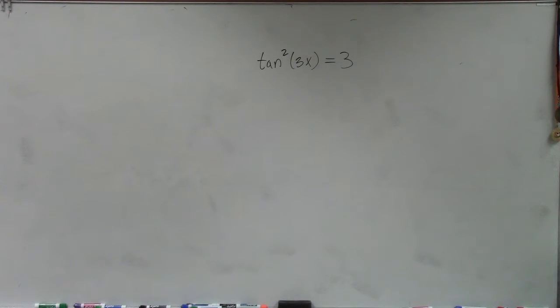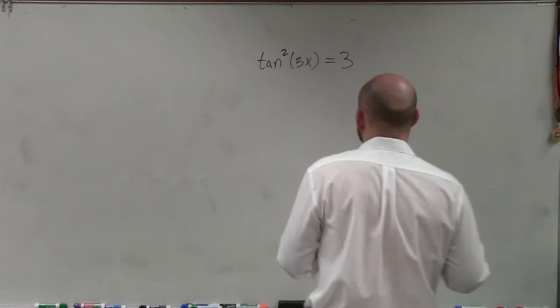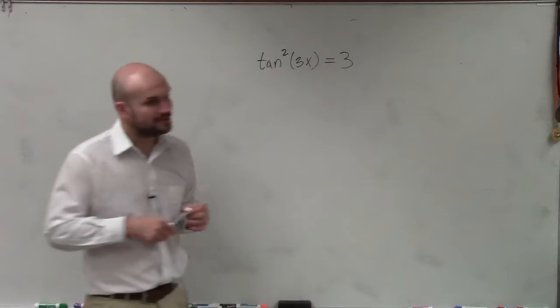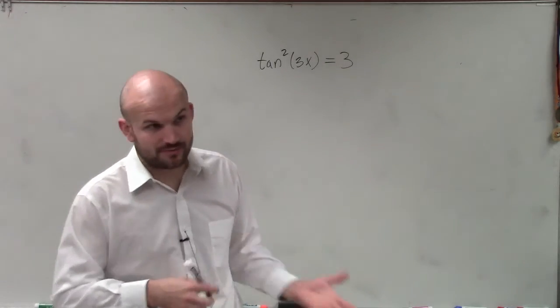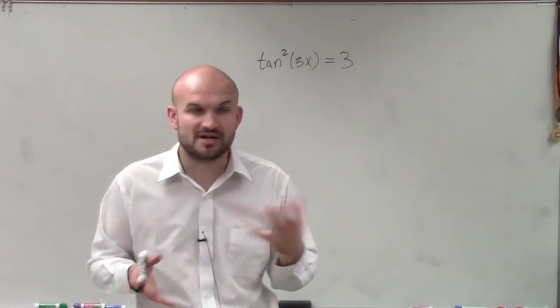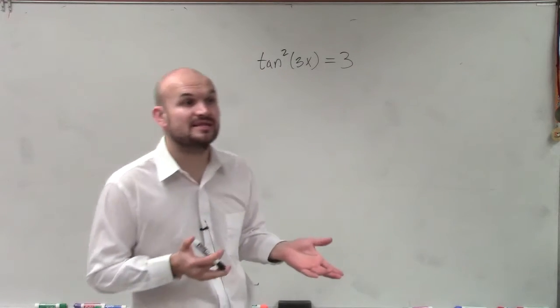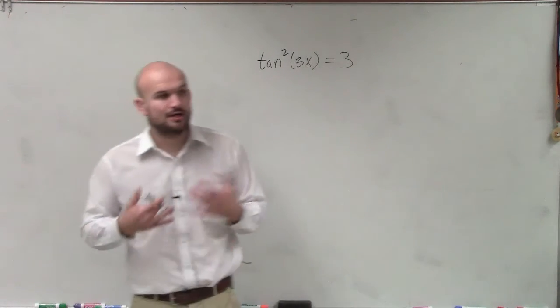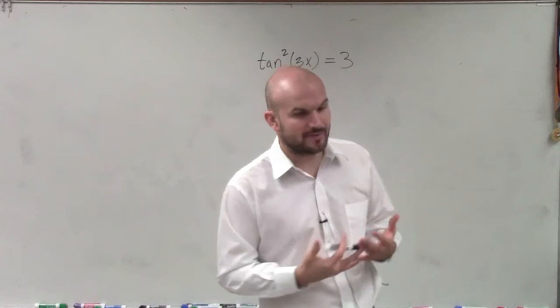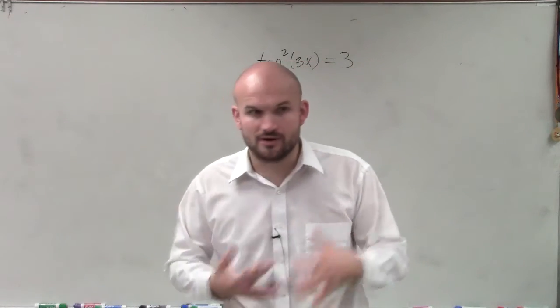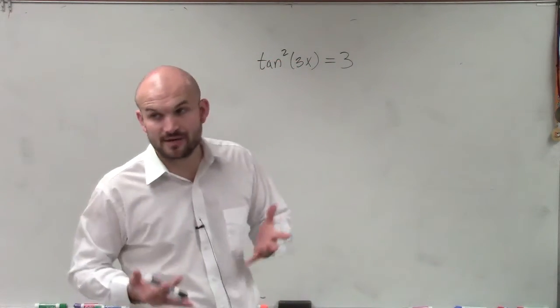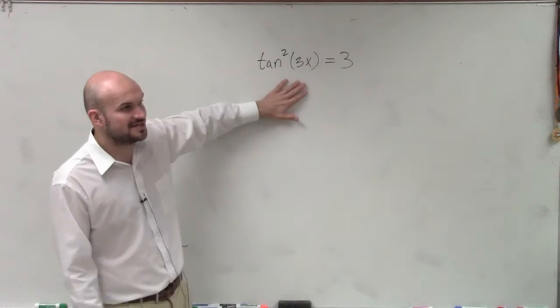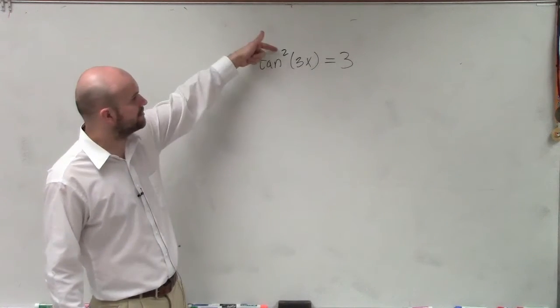For this problem, what we have is tan squared of 3x equals 3. While yes, we could use our Pythagorean identities to transform tangent, we don't have to in this case to simplify the expression. Usually when we want to apply our trigonometric identities, that's to simplify it, or to get it into a product that we can use. But in this case, we already have the tangent isolated. All we need to do is get rid of that square.